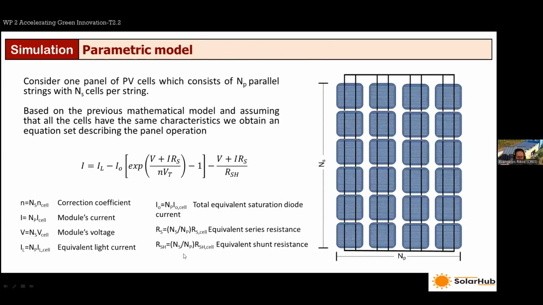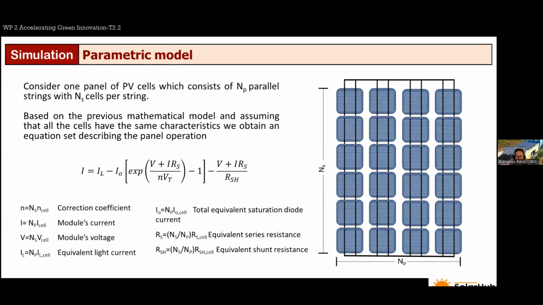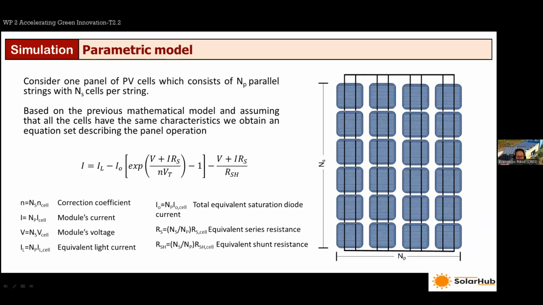And here, as you can see, starting with the parametric model, this is just an extrapolation of the model I showed you a few slides ago about one single cell, but for one module.